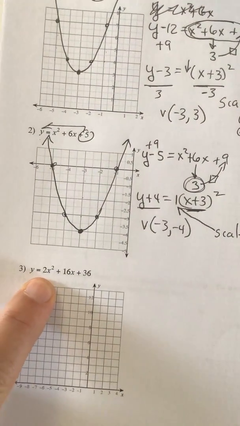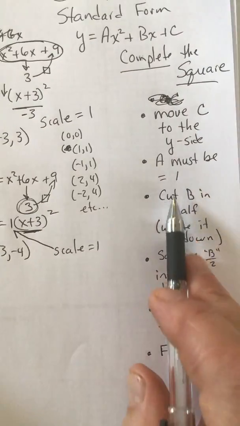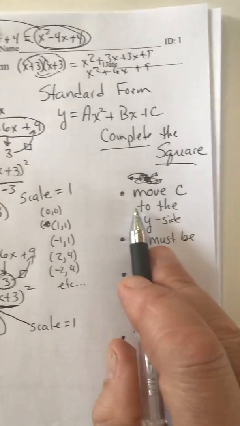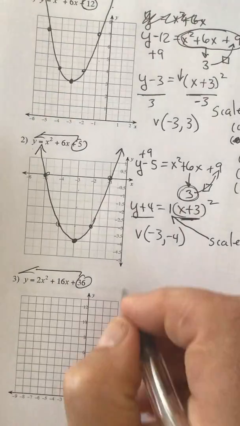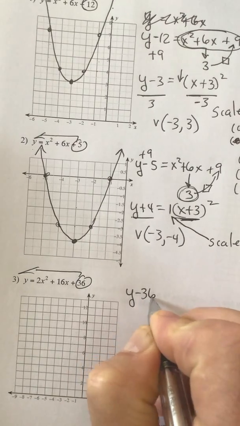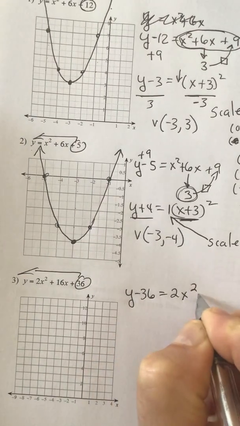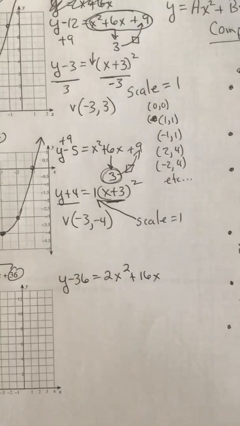Okay, number 3 now, the A number is not going to be 1, so we'll deal with it. But we don't have to worry about that yet. First step, move C to the y side. So the 36 is coming over there. Okay, so y minus 36 equals 2x squared plus 16x.